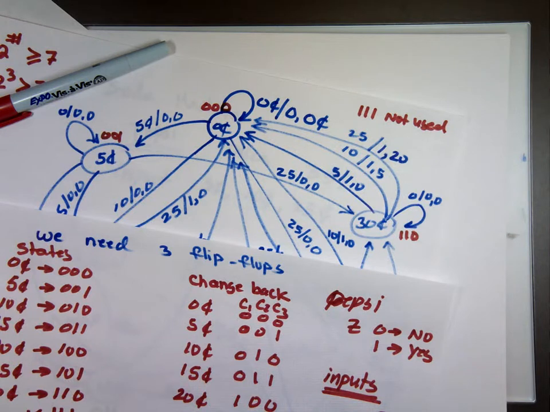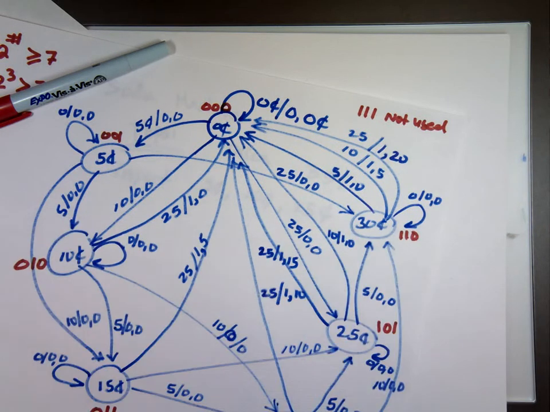I should put the states up there so you'll know what I'm talking about on the board. Bless you. Thank you. So the 0 cent state is 0, 0, 0. 5 cents is 0, 0, 1. 10 cent state, these are the states, 0, 1, 0. 15 cents, 0, 1, 1. 20 cents, 1, 0, 0. 25 cents, 1, 0, 1. 30 cents, 1, 1, 0. And the 1, 1, 1 is not used, we'll decide what we're going to use.